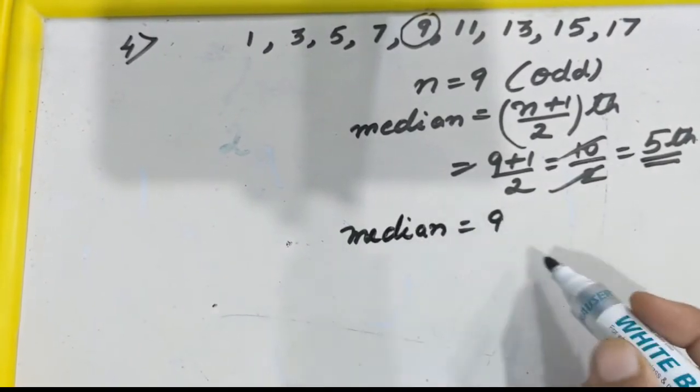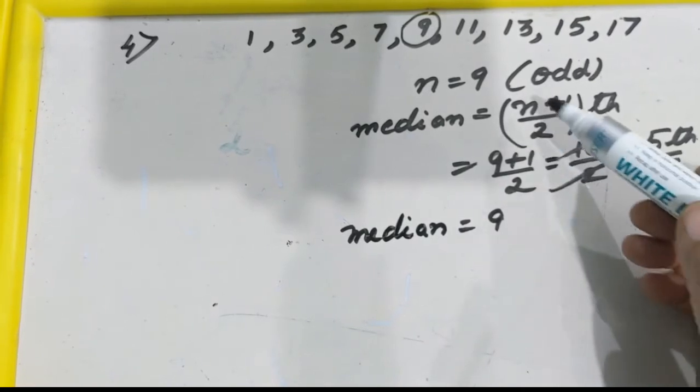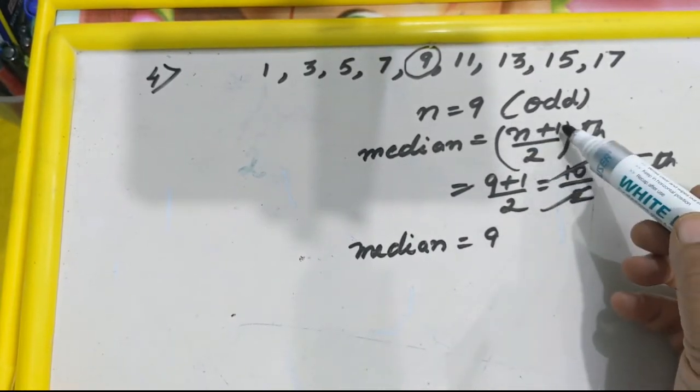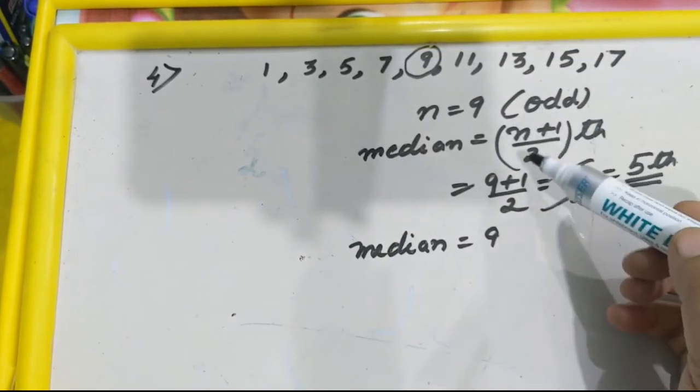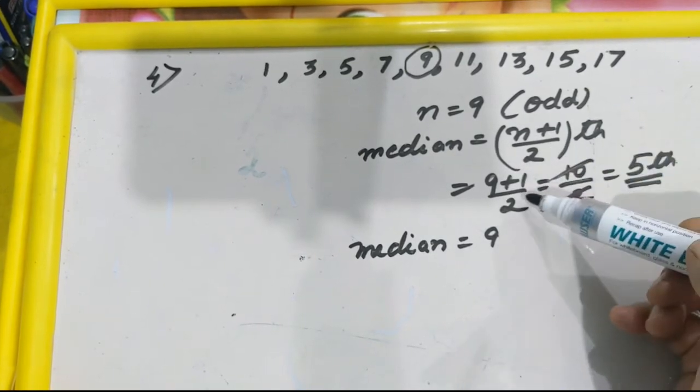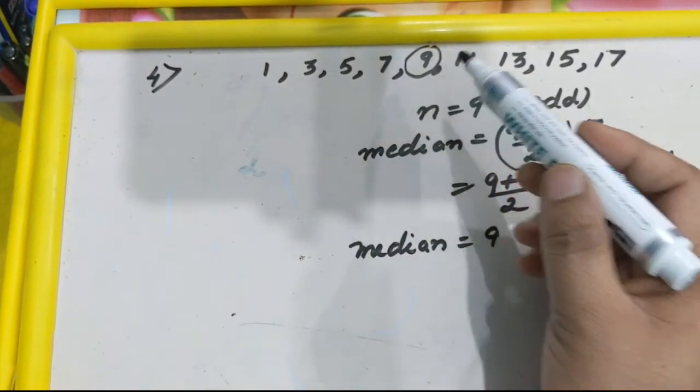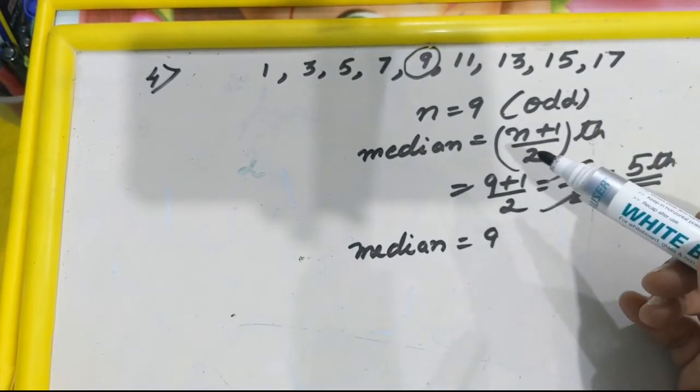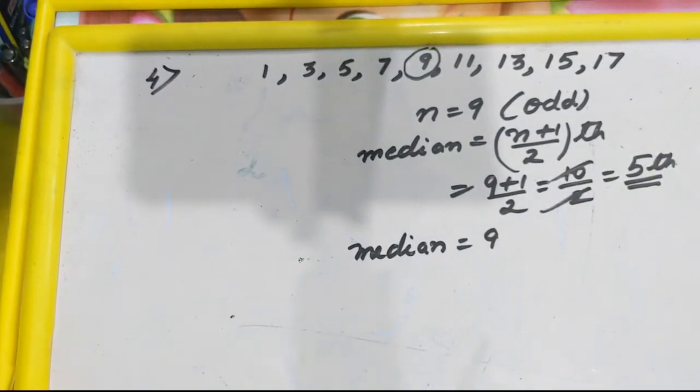Clear? Do you know, children, what is the purpose of this formula? If n is odd, by adding 1 in it, it becomes even number and divide by 2, which is easily divisible, and hence we reach to the centermost term. This is why this formula is made. Clear? Now let's move to fifth sum.